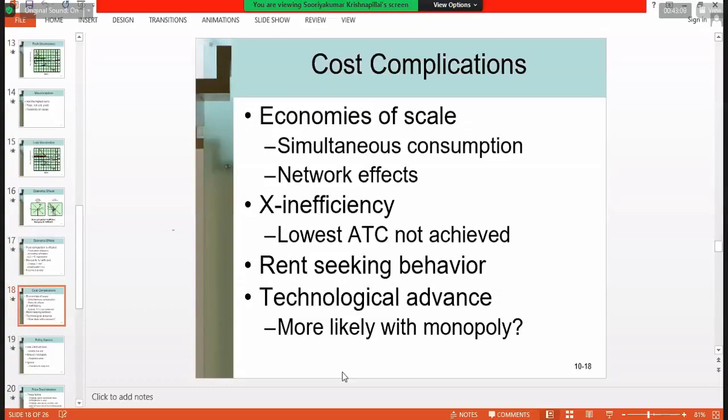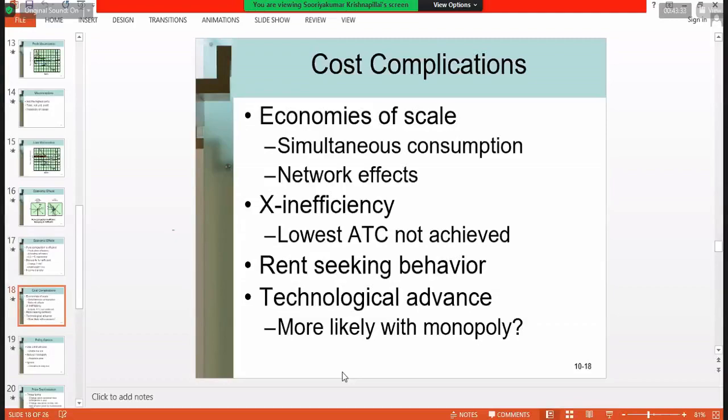So this network effect is also an advantage for a firm to become a monopoly. So this is how the economies of scale arise in the new industries and average total cost decreases. Economies of scale. X inefficiency.